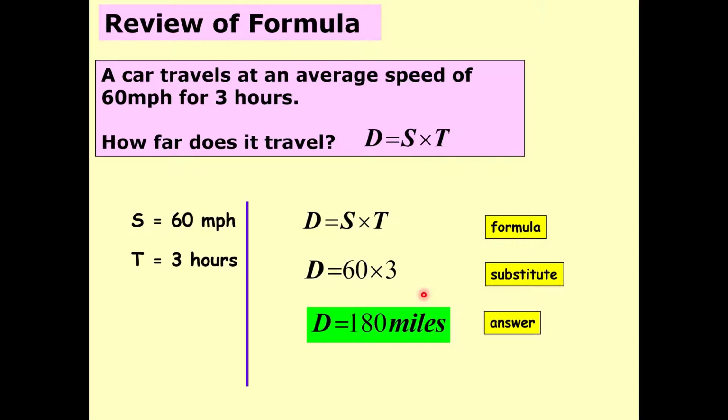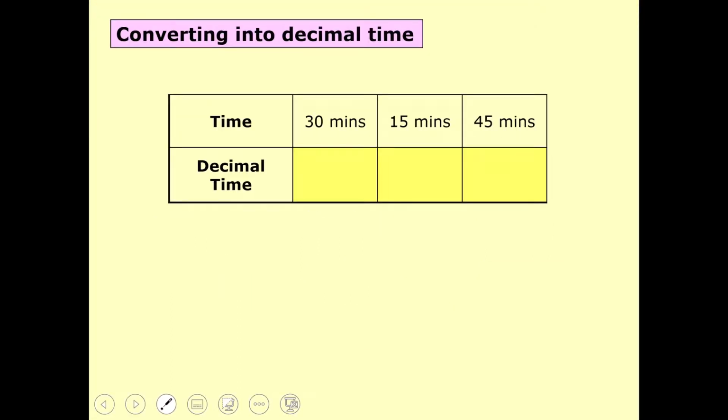But now let's think about if we weren't just asked how far you travel in 3 hours, what if it was 3.5 hours, 3 hours 15 minutes, and so on. So we're going to look a little bit at converting half hours and quarter hours into decimal time. Decimal time is what you would use, especially when you're putting things into a calculator. You can't put 30 minutes or 15 minutes into a calculator. So 30 minutes is half an hour, and half as a decimal is 0.5. So this is what we use to represent 30 minutes.